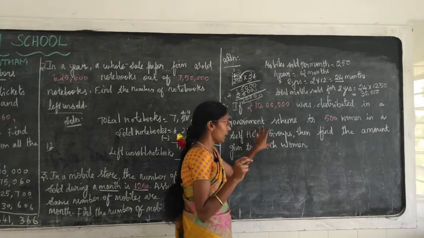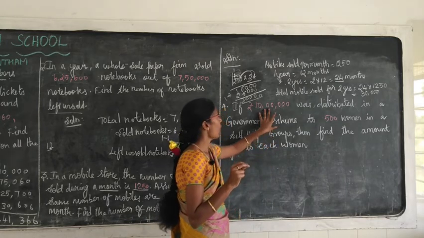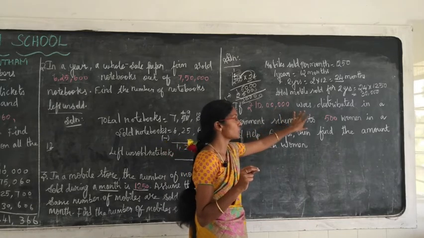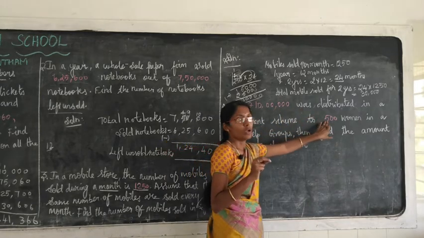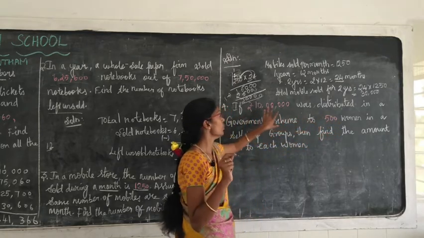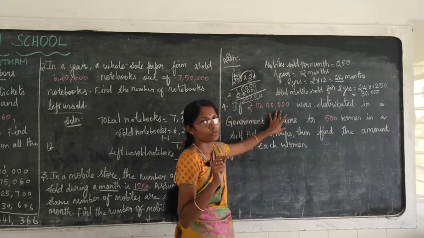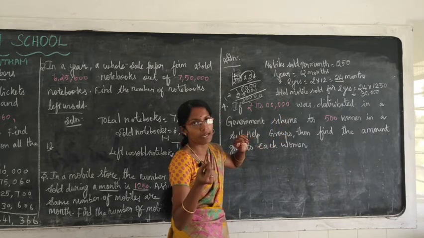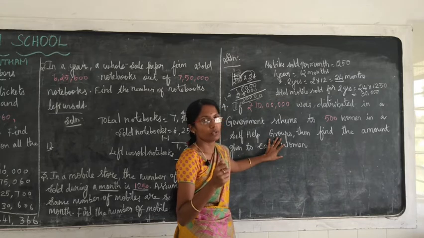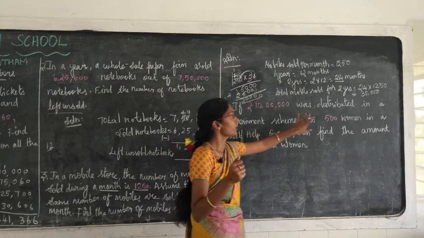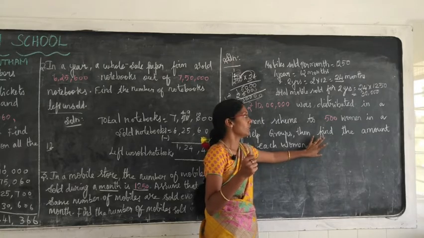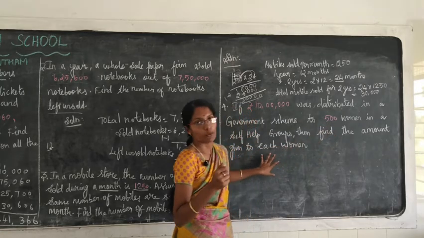Likewise, in your government question, how many rupees did they distribute? 10 lakh rupees, distributed to how many women? 500 women. So to 500 women they distribute 10 lakh. So for each woman, how much will they get? That is the question. So how will you do it? 10 lakh divided by 500. You can get each woman's particular amount.